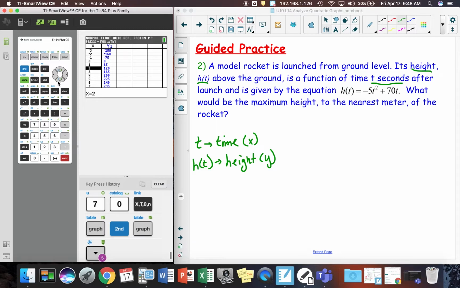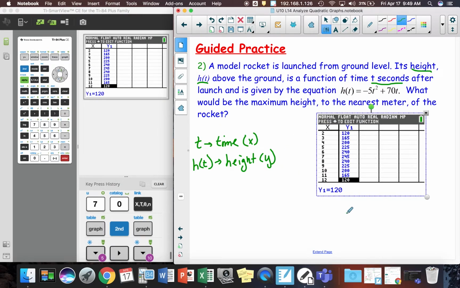So we have 0, 120, 165, 200, 225, 240, 245. And then it starts to fall. Notice it went to 240 and then 245. And then it goes back to 240 again. Again, what I'd like to do, especially when using a calculator, try to make it so that the first number on the table and the last number on the table is exactly the same. It won't always work, but for the most part, it usually does.